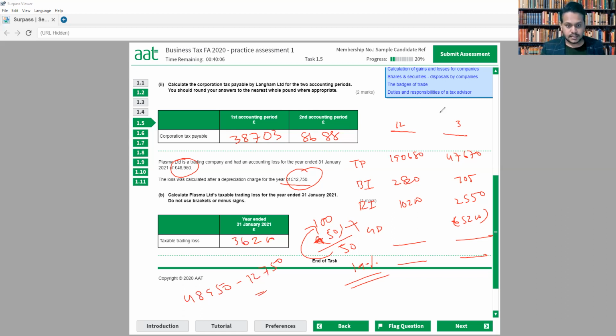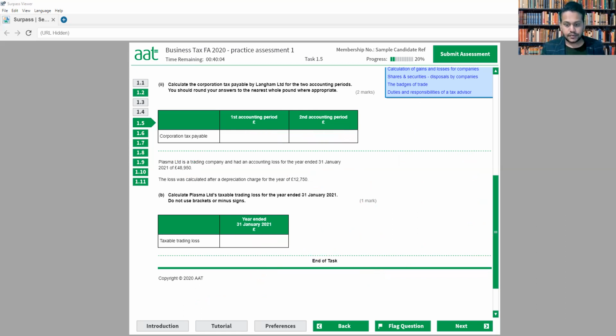All right, so that's not a very difficult one. Let's move to the next one. Let's have a look. What is the next one we have?